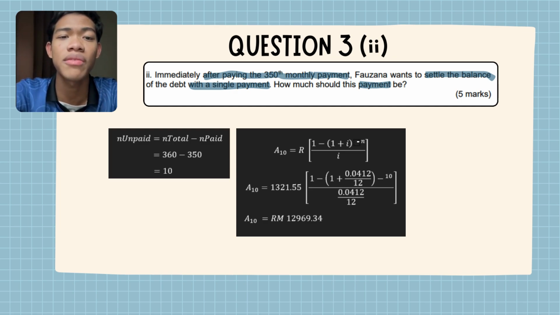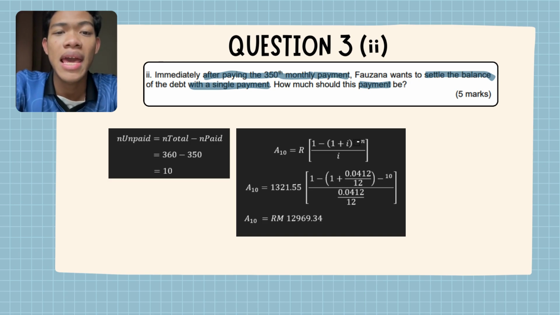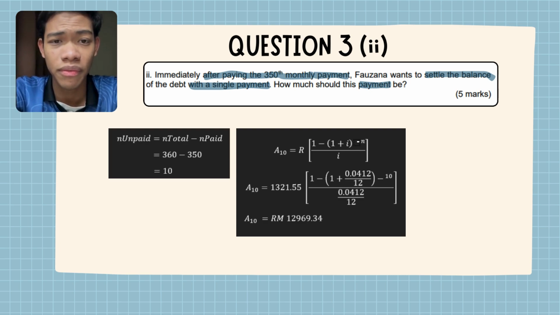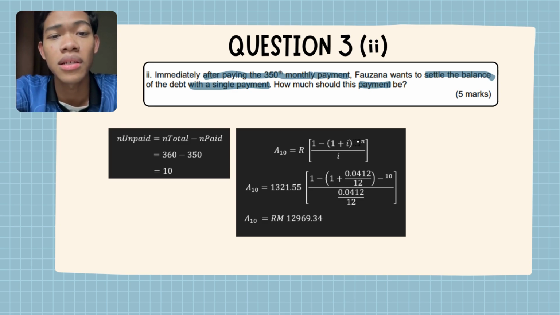Then we use the formula of present value. The formula of present value is A equal to R, open bracket 1 minus open bracket 1 plus I close bracket power of negative n, fraction I, versus A10. Then we just enter the keywords into the formula. A10 equal to 1,321 ringgit 55 cent, open bracket 1 minus open bracket 1 plus 0.0412 fraction 12 close bracket, power of negative 10, fraction 0.0412 fraction 12. So the answer we will get for A10 is RM12,969 ringgit 34 cent.